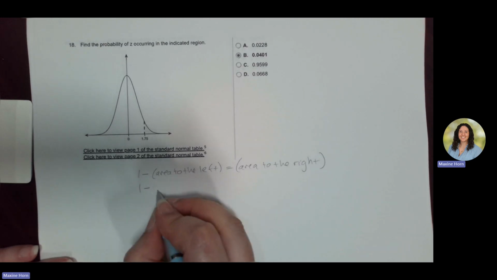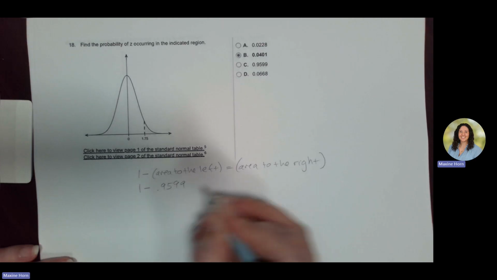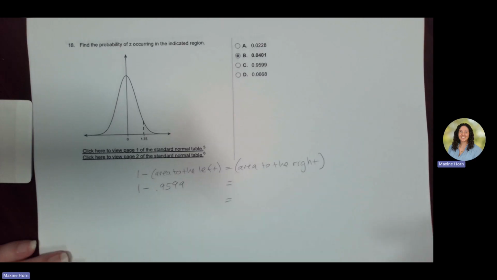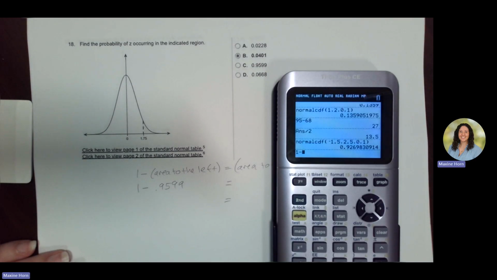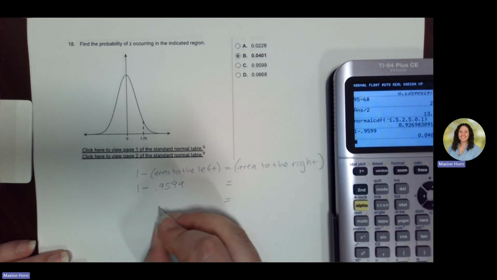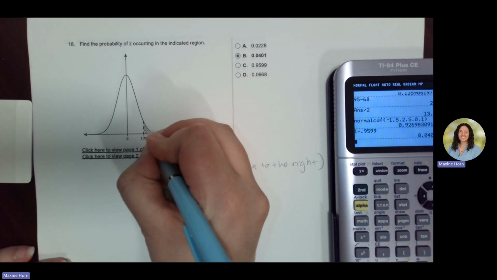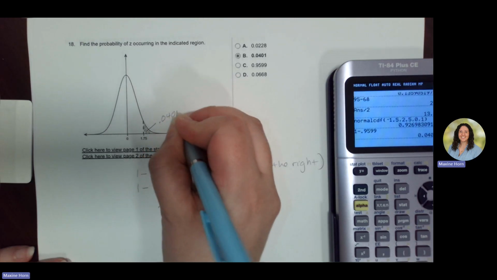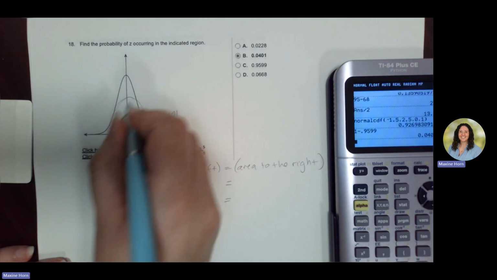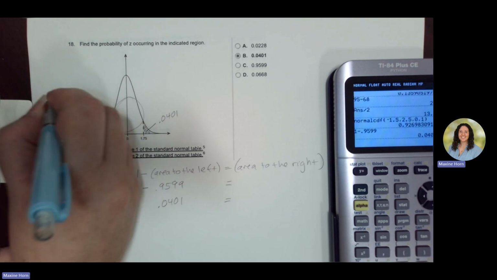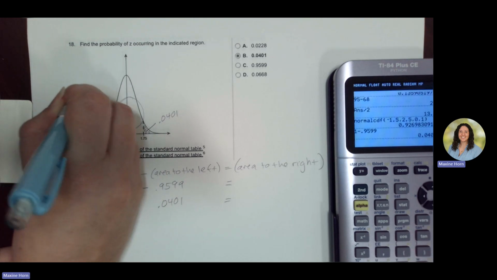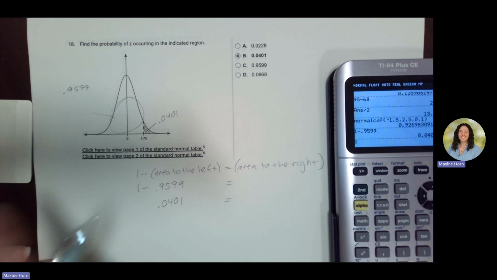The area to the left is 0.9599. So we can just do 1 minus 0.9599, and that's how we get 0.0401 is the area to the right. Right? This shaded area here is 0.0401, and this whole area here, all of that is the 0.9599. Okay? I mean, not just what I've circled, everything besides the shaded.